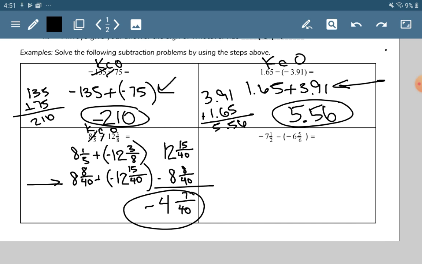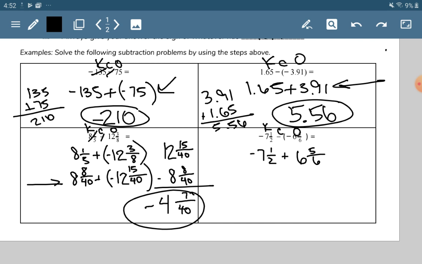Last one. Negative 7.5 minus negative 6 5/6. I said minus, so I need to keep negative 7.5. I need to change that to an addition problem. And I am making my final number, which was a negative, into the opposite. So it's now a positive 6 5/6.